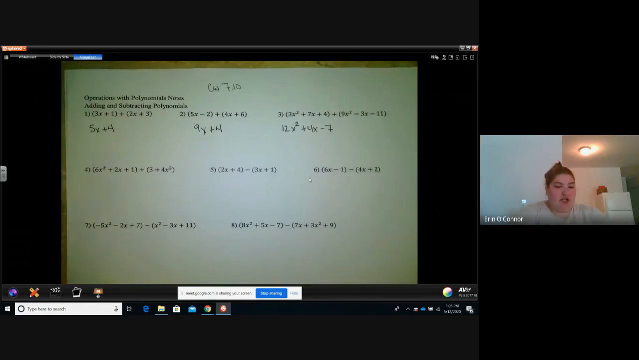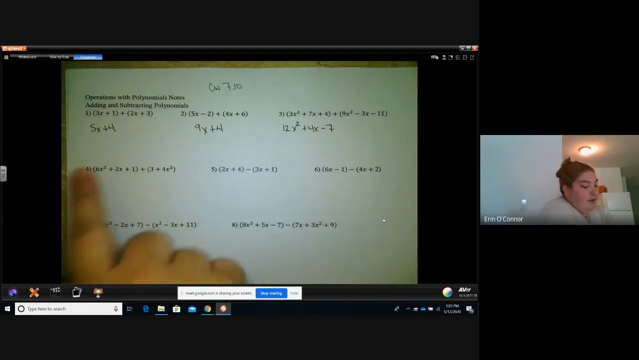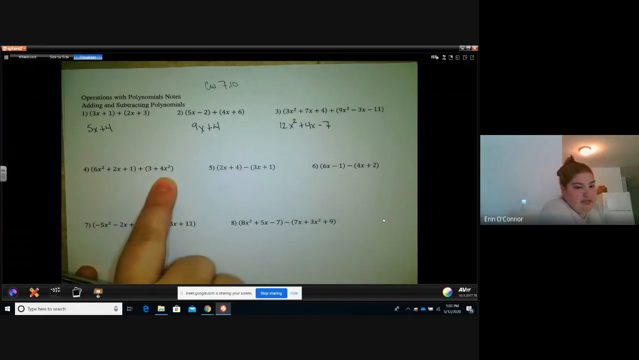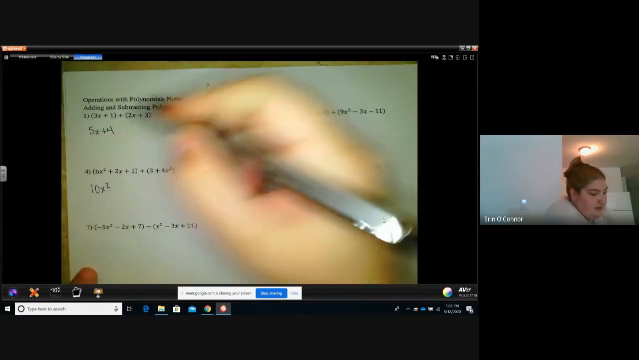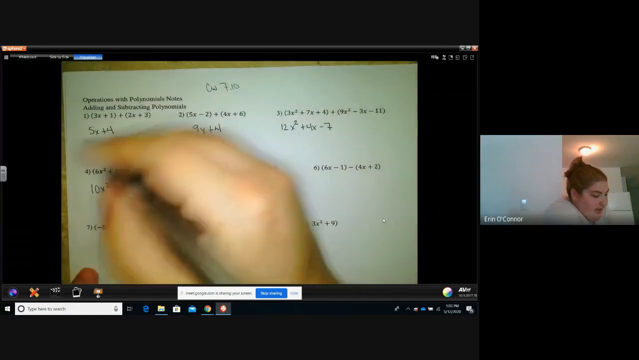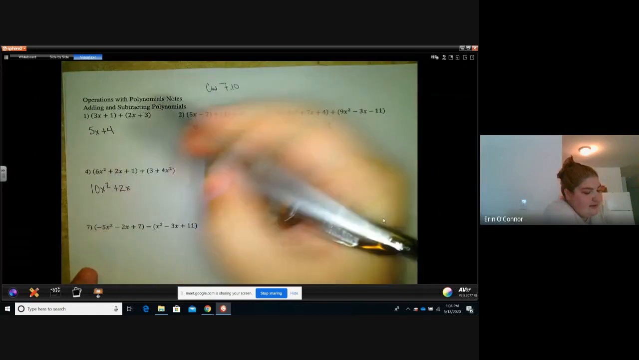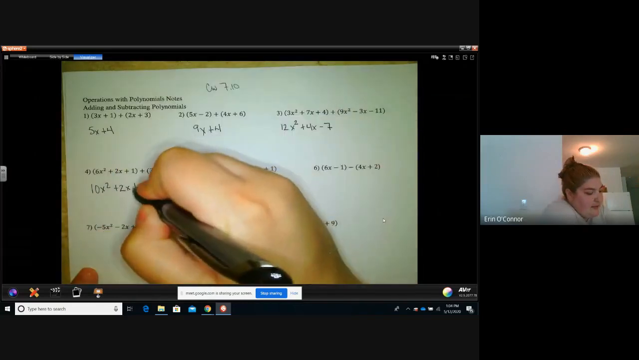Then I want you to try the next one yourself. So pause the video and try it yourself. We would do 6x squared plus 4x squared. We only add like terms, even if they're in different places. 10x squared. 2x, there's nothing to add to that, so it's just 2x. And 1 plus 3 is 4.